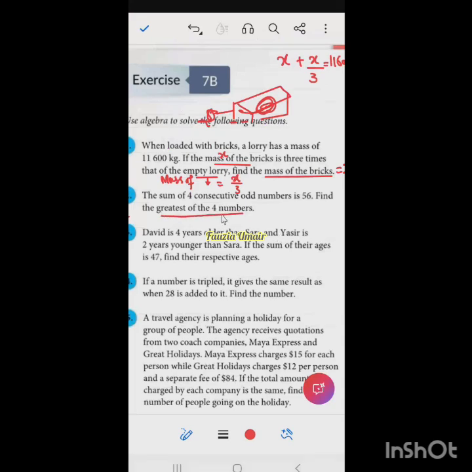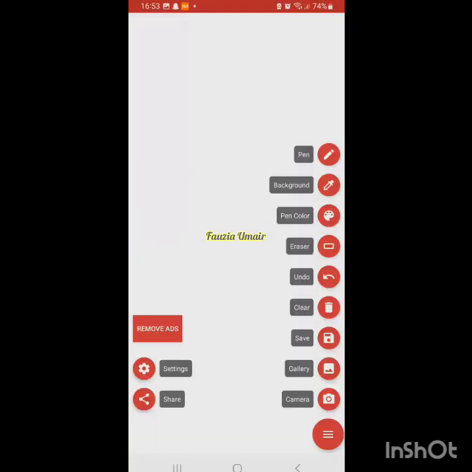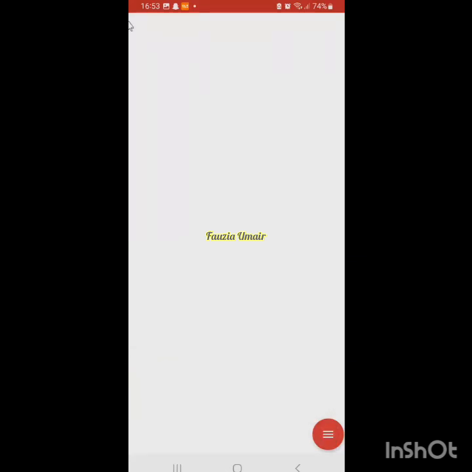हमने क्या फाइंड करना है? The greatest of all four. तो हम कैसे क्वेश्चन शुरू करेंगे? जो हमने निकालना है ना, we will start with assuming that thing. So हम कहेंगे let x be, जो उन्होंने निकालने को कहा है, हमने वही कर दिया, let x be the greatest of four numbers.